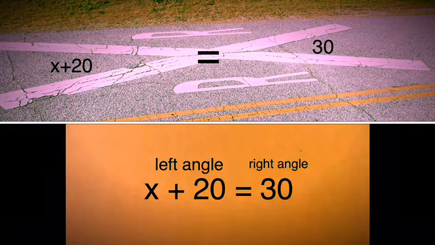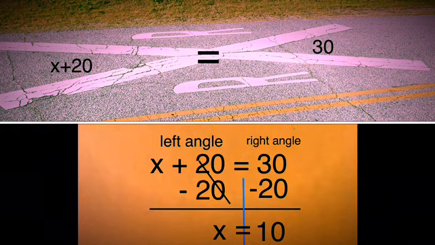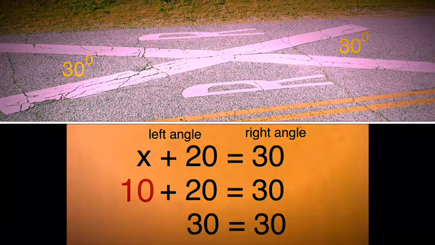So we set x plus 20 equal to 30. Then we will subtract 20 from both sides of the equation and then find that our variable x is equal to 10. So if x equals 10, now we replace any variable x with 10. We solve or simplify and we find that both angles are equal to 30 degrees.